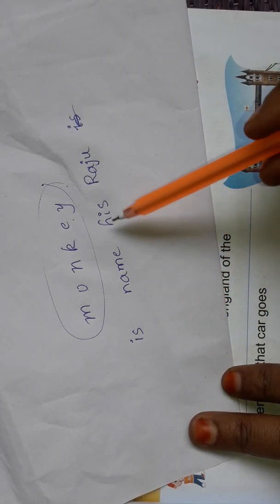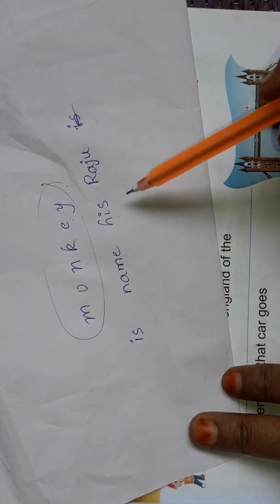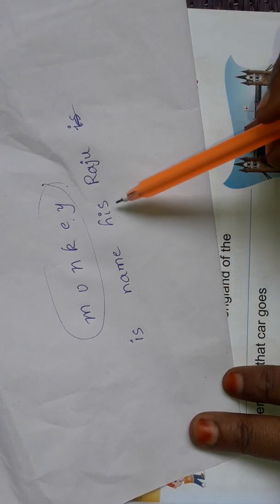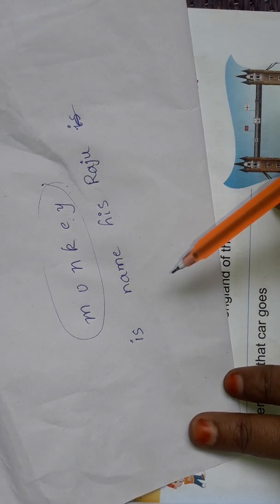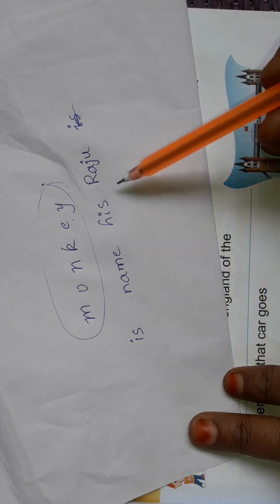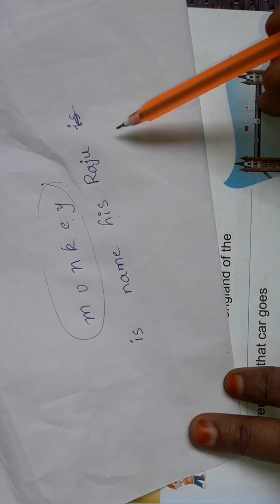Is, name, his, Raju. These are the different words. Is name, his, Raju. Is this a correct sentence? Is this a meaningful sentence? No. See here.